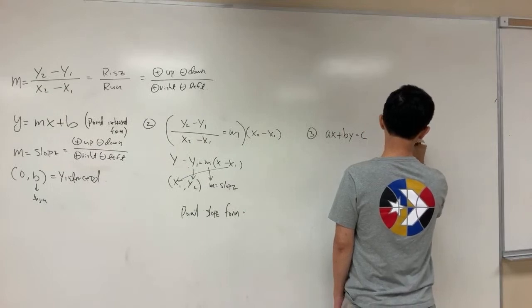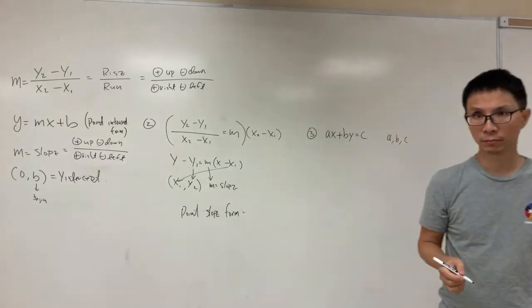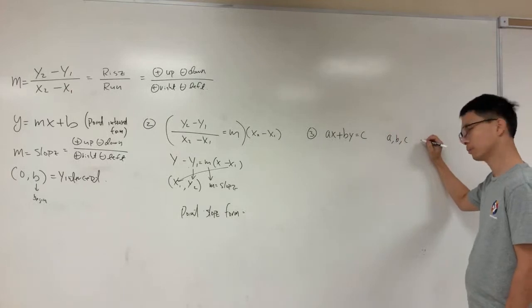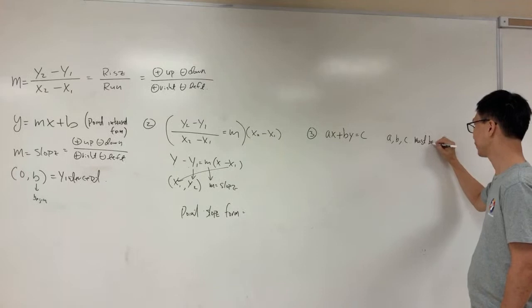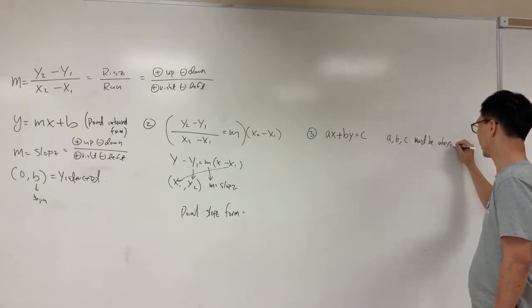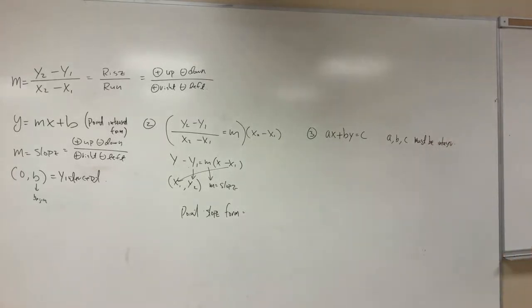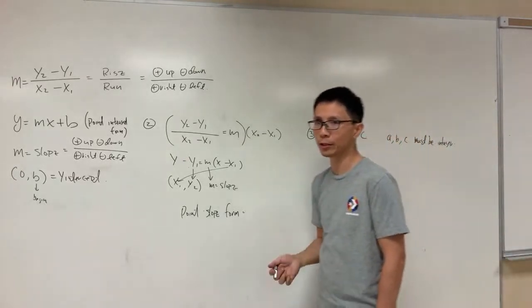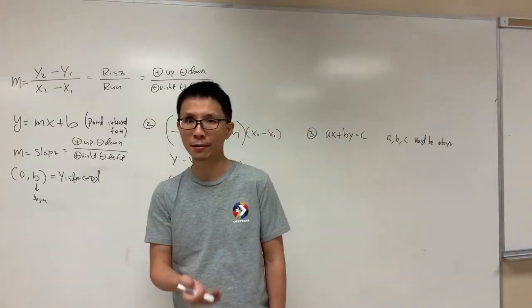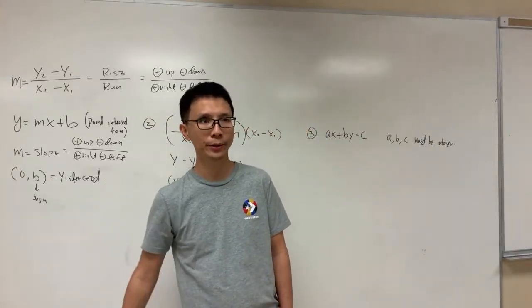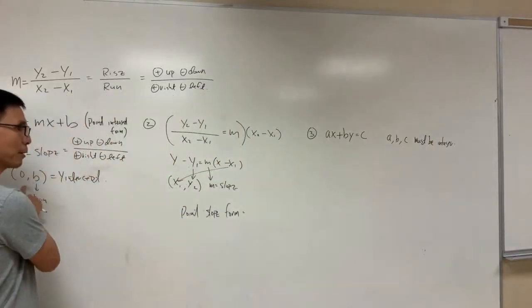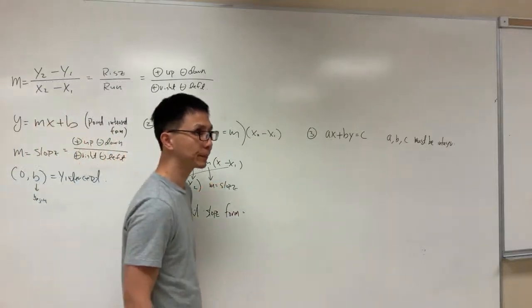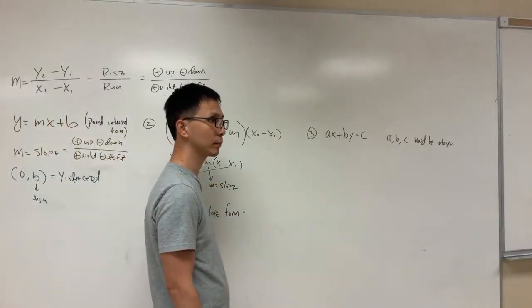A, b, and c must be what? They must be integers. Even though it's simple stuff that you take for granted, a, b, and c, that's why I reteach this. I understand you already know this, but I still want you to know that everything is the right information. Because for example, (0, b) is very important. That's the y-intercept.